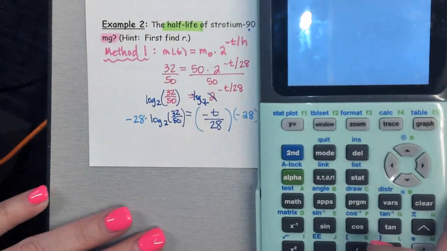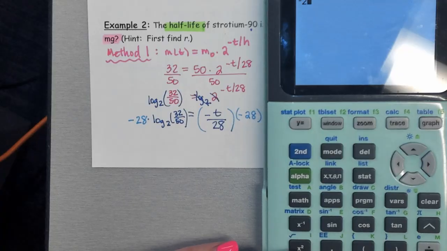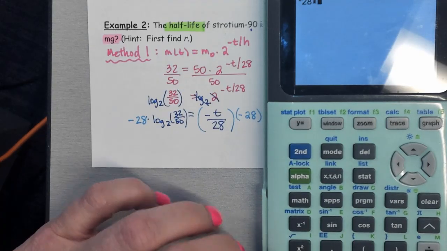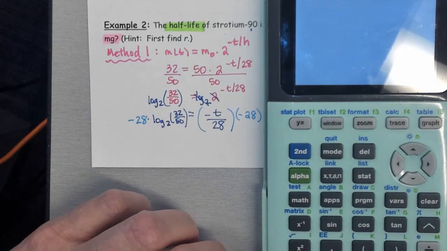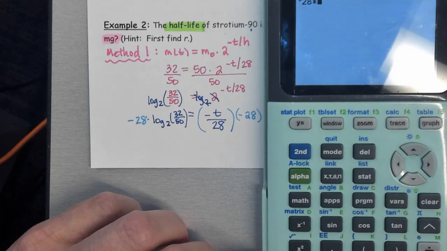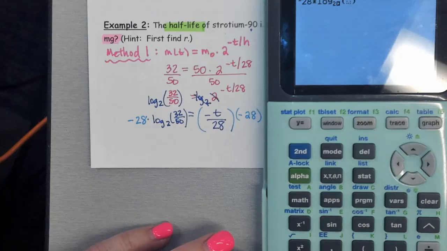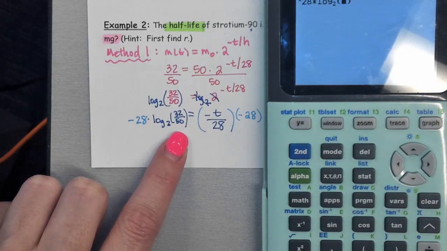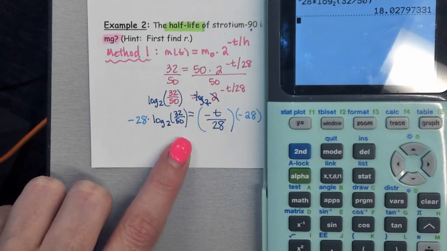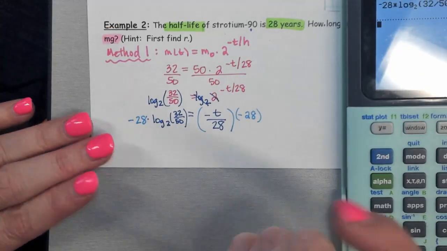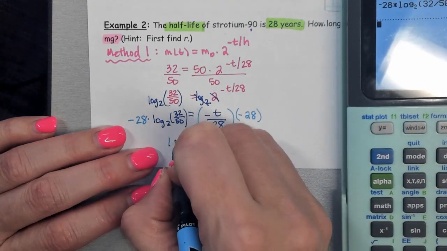Okay, so if you have a fraction, you're always going to multiply by the what? Oops, I don't want the log. I want the log base. Okay, if you have a fraction, you can always multiply by the what? Denominator. Great. Okay, so you get 18.0 here, or about 18.